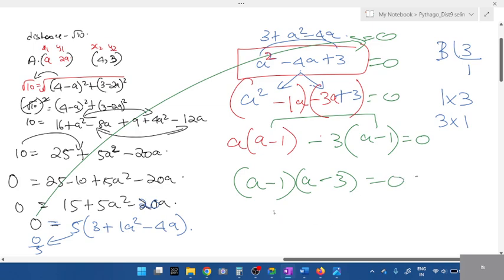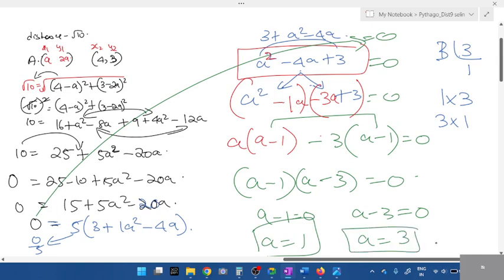So, a will have two values. Look here. A minus 1 is equal to 0. Take separately. A minus 3 is equal to 0. Minus 1 goes to the other side. A is equal to 1. Minus 3 will go to the other side. A is equal to plus 3. These are the two answers for A. Can you check the answer in textbook?